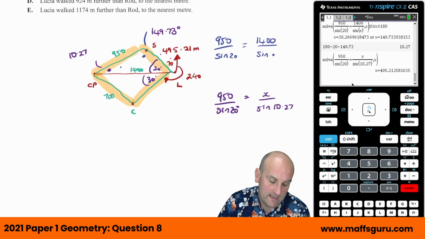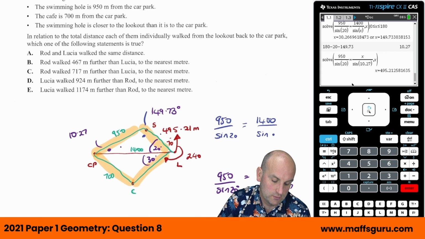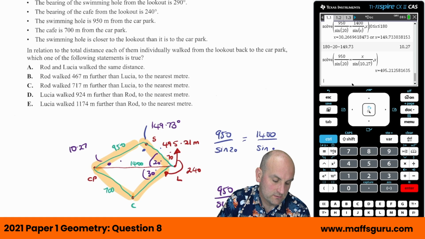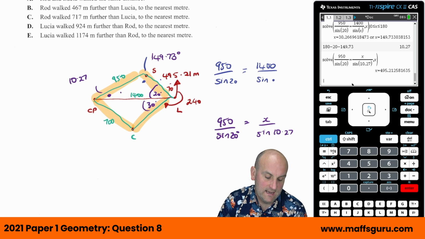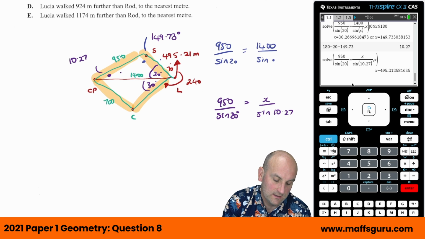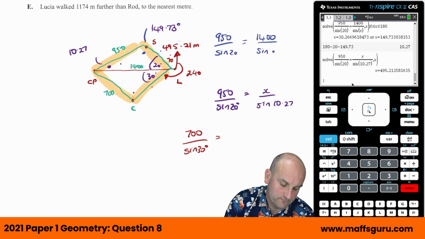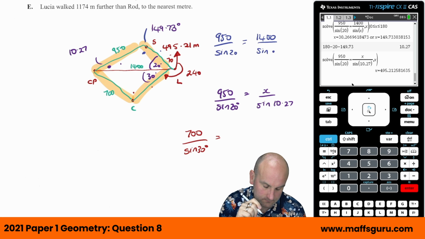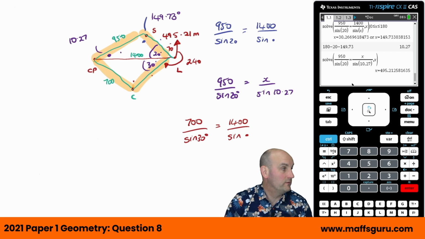Now let's do the same here. Oh, what do we know? So the lookout, the bearing of the swimming pool, the cafe is 700 meters from the car park. All right, so again, let's see whether we can work out this length here. How are we going to do that? So we've got 700 over the sine of 30 equals, finding this angle here, is going to give me 1400 over the sine of the dot again. All right, so let's see if we can find out that.